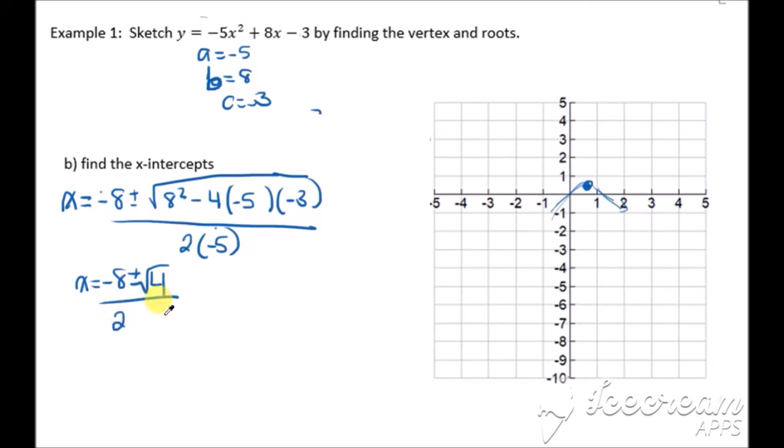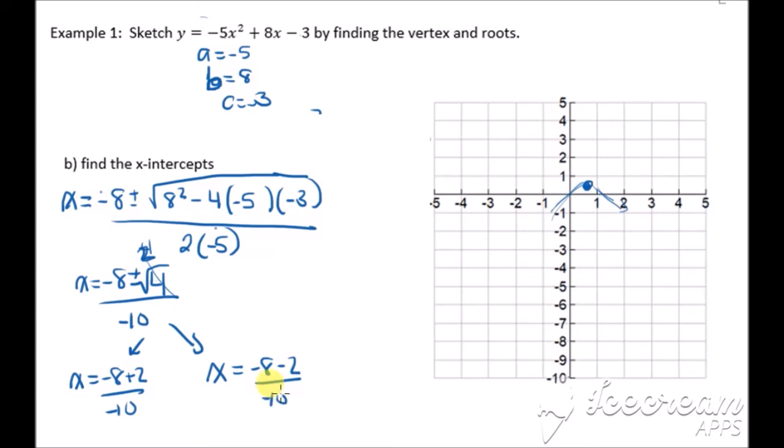And then I get -10 on the bottom. Okay, so let's go ahead and branch this off. If we do a root 4, I get the number 2. So we're going to go x equals -8 plus 2 over -10, and we're going to go -8 minus 2 over -10.